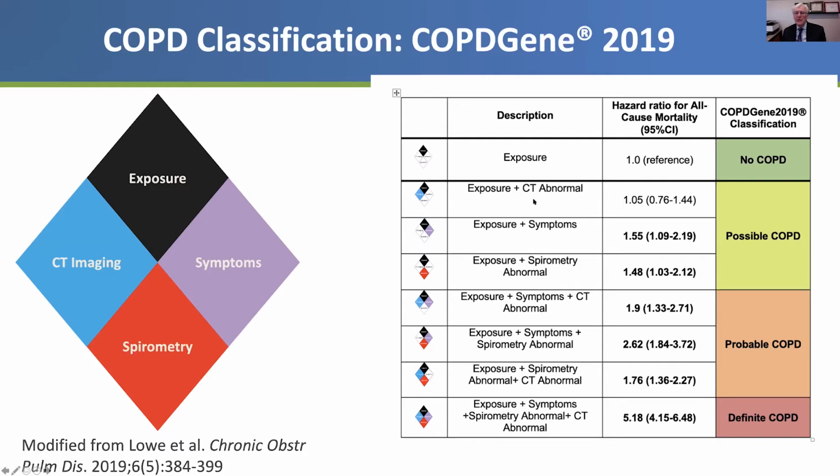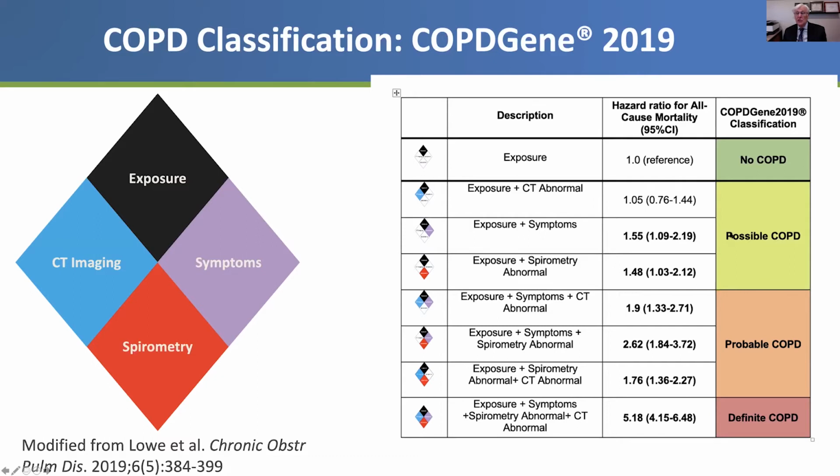So then we compared that to people who had cigarette smoking and abnormal CT scan. You see their all-cause mortality was not any higher. Then we added cigarette smoking and symptoms. Then we defined the group as cigarette smoking plus abnormal spirometry, cigarette smoking plus symptoms plus abnormal CT scan. You can see we progressively added more abnormalities here. And you'll see as we added more abnormalities to the cigarette smoking, our mortality risk markedly increased.